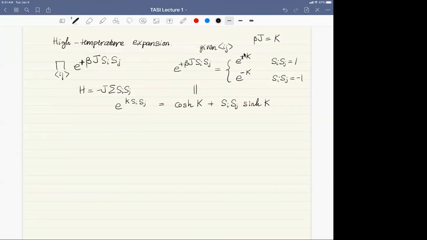So I now know that Z is a sum over all possible configurations of s_i, that is s_i equal to plus or minus one. And each term in this sum is a product over different ij of hyperbolic cosine of K plus s_i s_j hyperbolic sine of K.